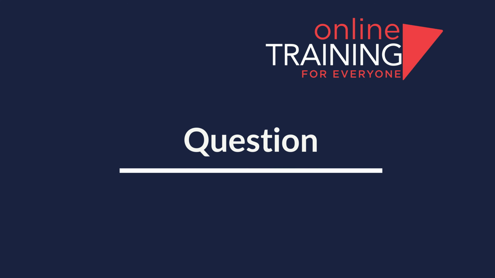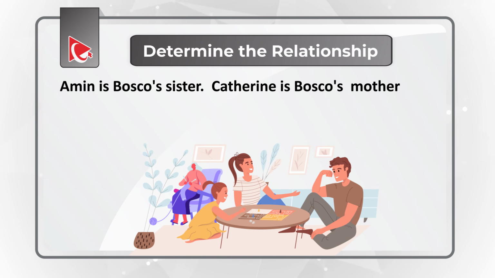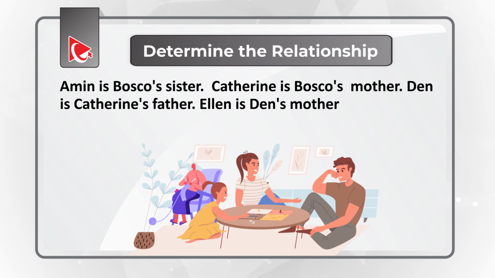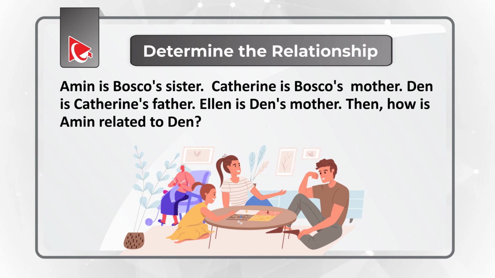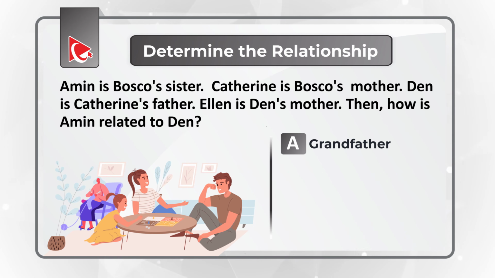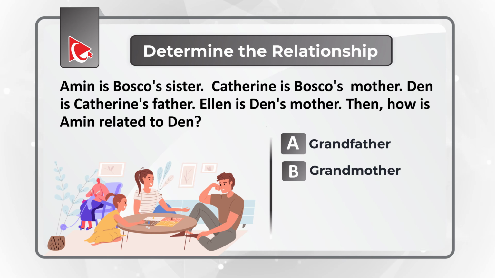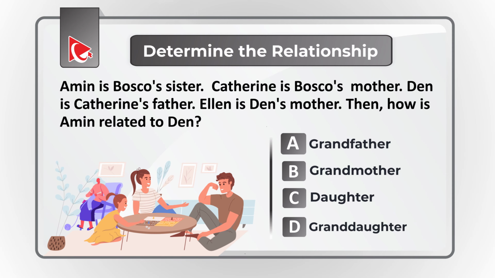Here's an interesting challenge where you need to determine the relationship between family members. Amin is Baska's sister. Catherine is Baska's mother. Dan is Catherine's father. And Alan is Dan's mother. You need to determine how Amin is related to Dan. And you have 4 different choices. Choice A, grandfather. Choice B, grandmother. Choice C, daughter. And choice D, granddaughter.